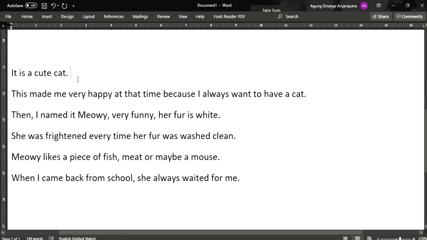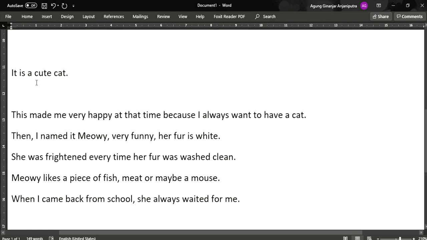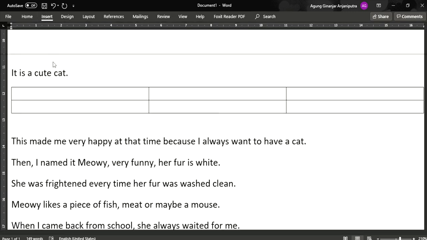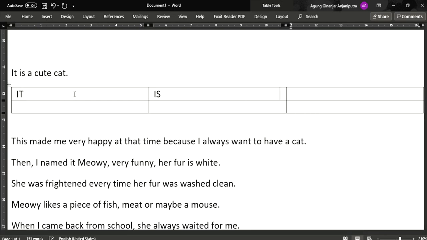Let's see the next one. It is a cute cat. So how many columns do we need? 1, 2, 3. We need 3 columns. We need to see first the process. Here's the process. So it is the process of relational. You still remember last week's video. There are two kinds of relational process. The first one is identifying and the second one is intensive, attributive. So which one? Attributive or identifying? It's attributive.